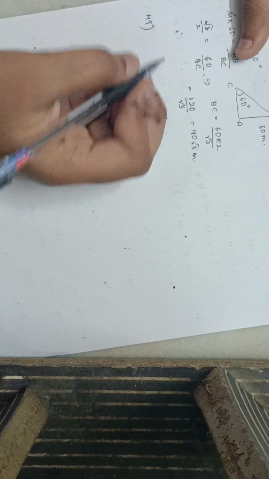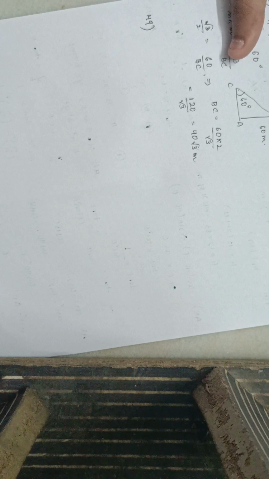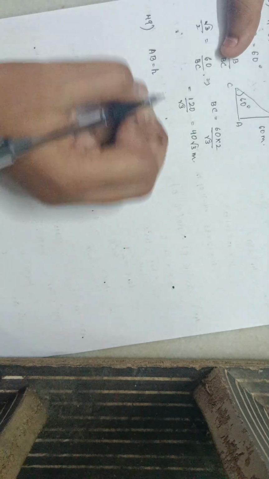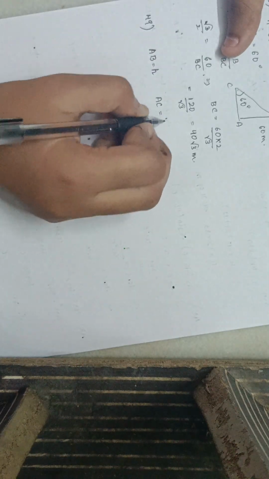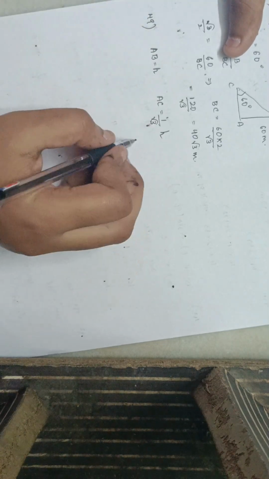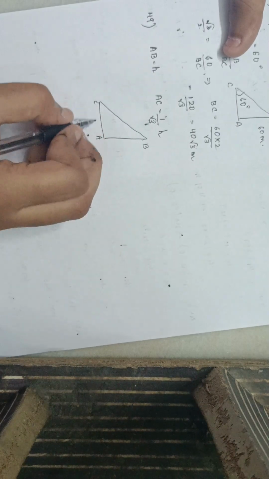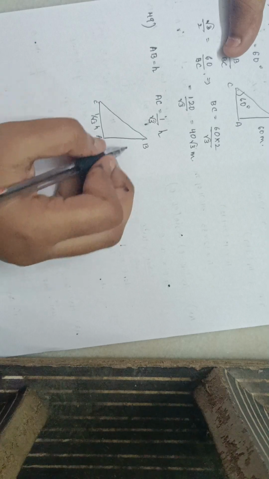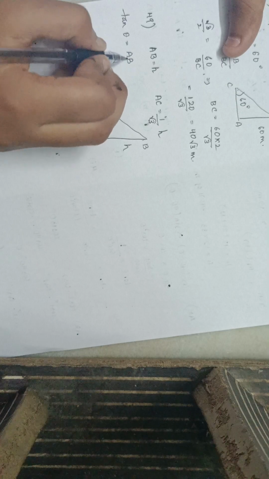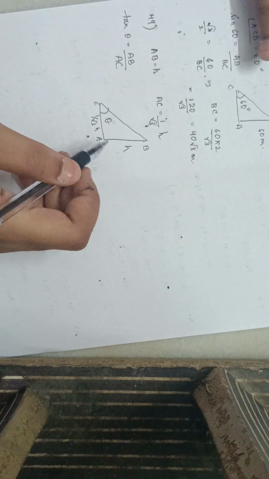49. What is the angle of elevation of the sun if the length of the shadow of a tower is 1 by root 3 times the height of the tower? So let us take AB equals to H and AC as 1 by root 3 H. Let us draw a diagram. ABC. This is 1 by root 3 H and this is H and this is theta. So from the triangle tan theta equals to AB by AC, opposite by adjacent.